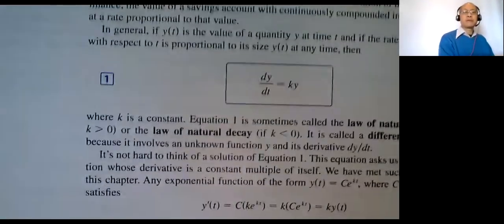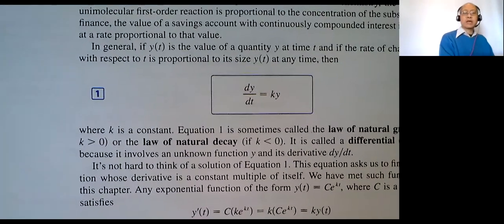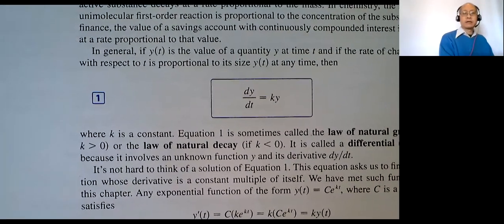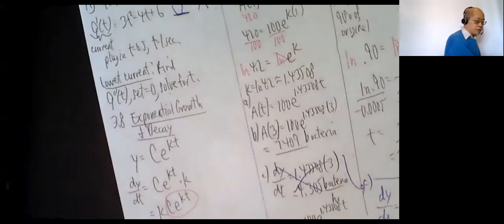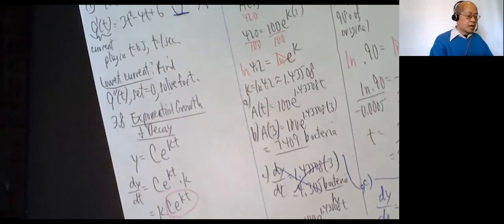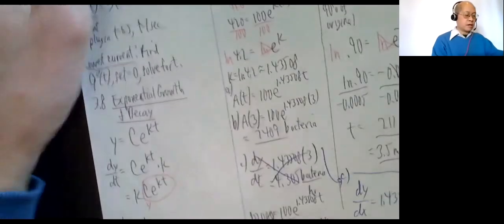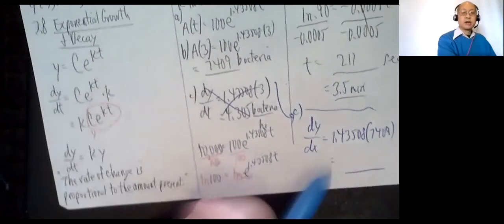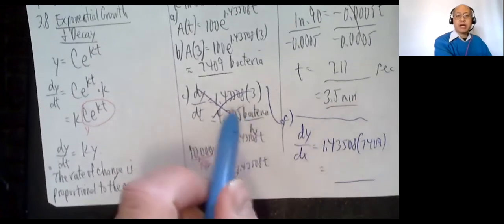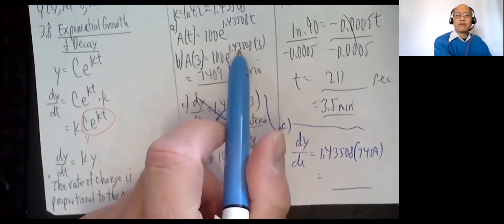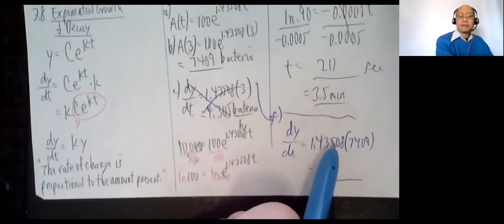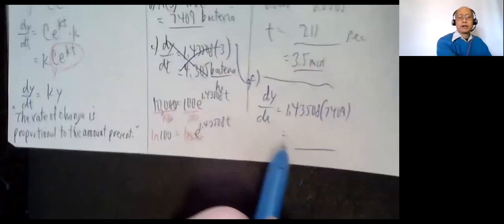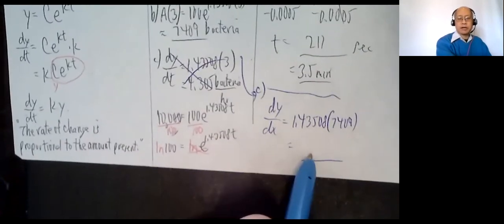This one, page 237. dy/dt equals k times y. After 3 hours, the answer to part B was 7409. So the formula is k, the k which I got was 1.43508, whatever, times the amount. The amount we now know is 7409. So I just left it like that. You can punch that on your own later.